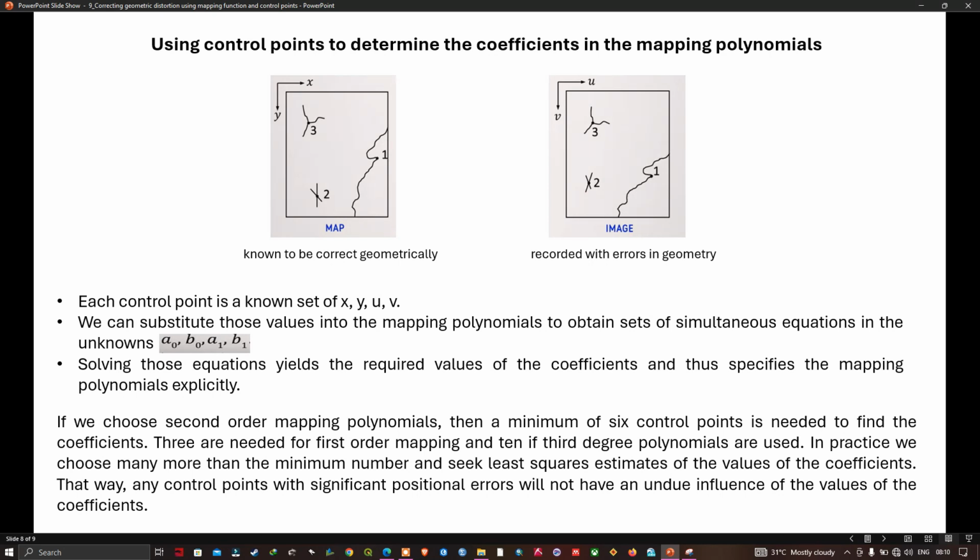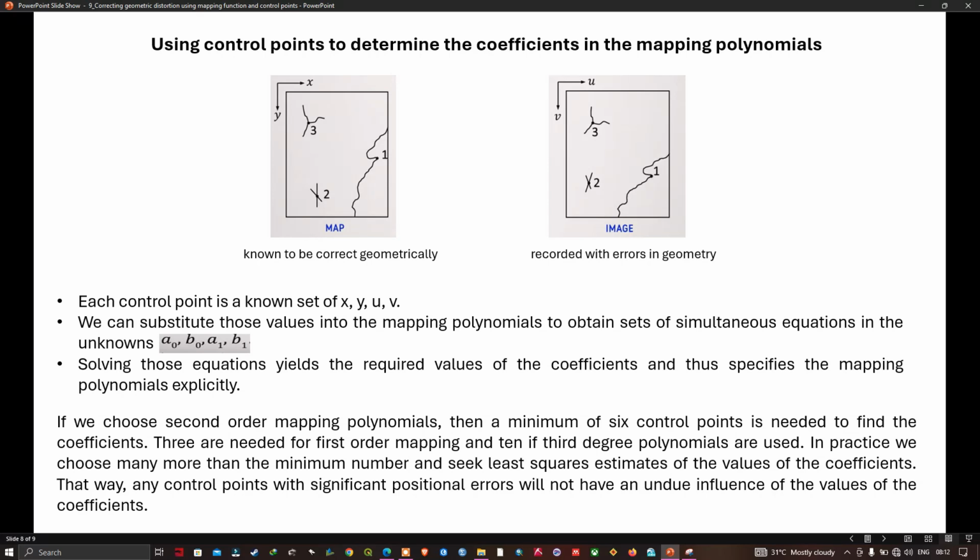So what we do is substitute those known values into the mapping polynomials, and thus set up a set of simultaneous equations which, when solved, yield the required values of the unknown coefficients. Clearly we need to have at least as many control points as there are unknown coefficients in one of the mapping polynomials. We can use the same set of control points to generate the unknown coefficients in the other mapping polynomials.